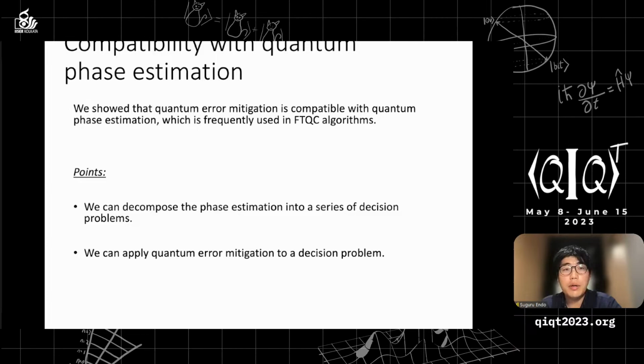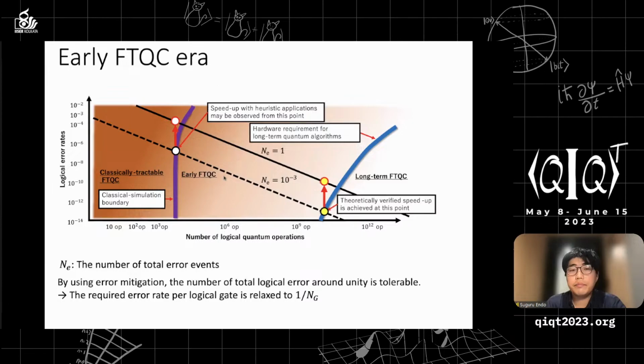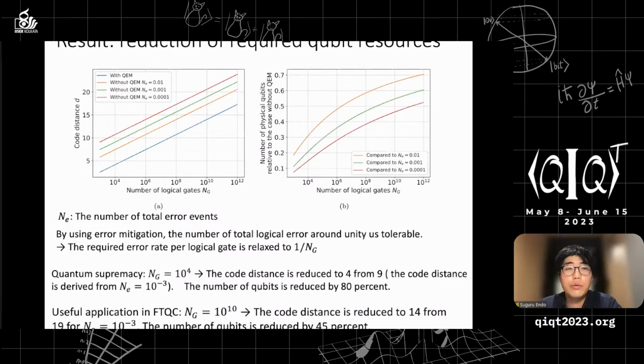Overall, we can reduce the error on FTQC. And when we use error mitigation, the number of errors around unity is allowed, so we can alleviate the hardware requirement in this way. This is also a more concrete result. The horizontal axis is the number of logical gates, and the vertical axis is the code distance. This line indicates the case where the required accuracy is such that the total number of errors should be reduced to 10 to the minus 4. And in this case, 10 to the minus 3 and 10 to the minus 2.